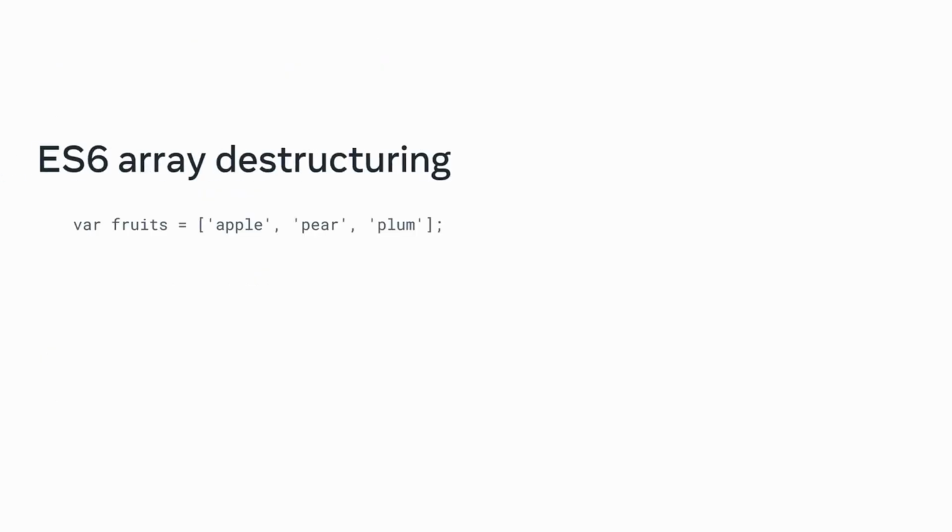But to make things clear, consider an example array called fruits, which contains the three strings apple, pear, and plum. With its ES6 version, JavaScript introduced the concept of array destructuring, which allows you to assign several variables from the array using a single line of code. In other words, you can assign apple, pear, and plum to the fruit1, fruit2, and fruit3 variables quickly instead of one at a time.